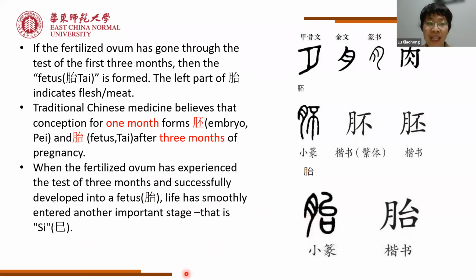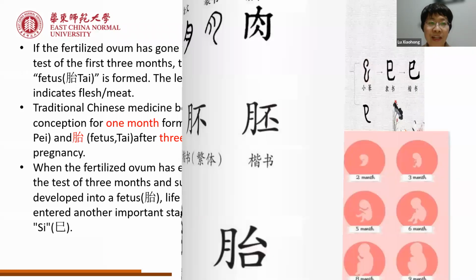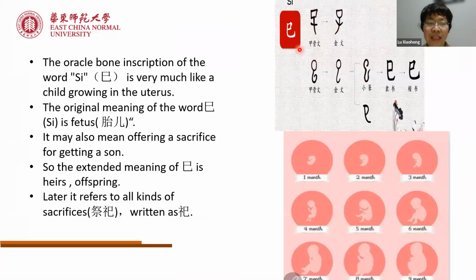So when the fertilized ovum has experienced the test of 3 months and successfully developed into a fetus, life has smoothly entered into another important stage, that is Si. So this word is pronounced as Si. Here's the word Si. The oracle bone inscription of the word Si is very much like a child in the uterus. You can see here is the head, the arm, the leg. So the original meaning of the word Si is fetus.